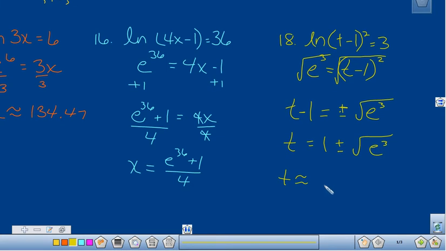So for that reason, the answers to number 18 would be 5.482 and it would be negative 3.482.